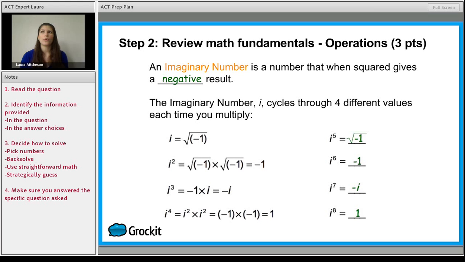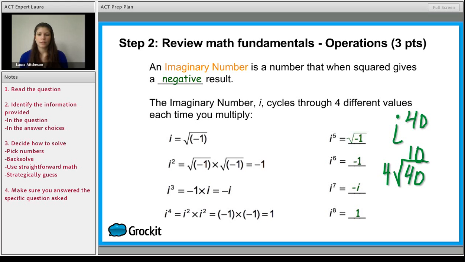So i to the 40 I know has to equal 1, because if you get a remainder of 1, or you can think of it as 0.0 if you get a remainder of 0. If you get a remainder of 2, or a remainder of 3, when you divide, so if you take 7 divided by 4, you get 1.75. So 0.75 would be here, 0.0 would be here.